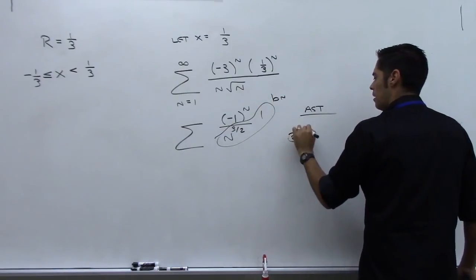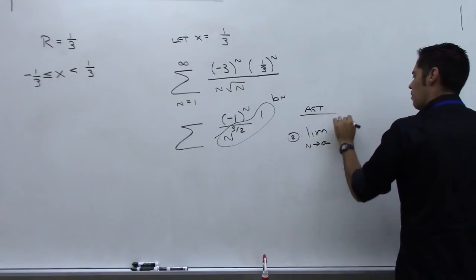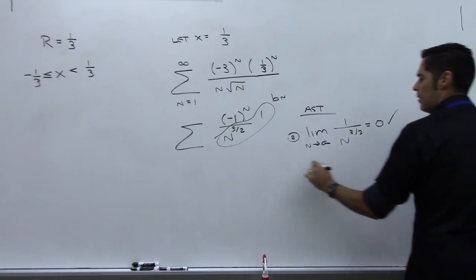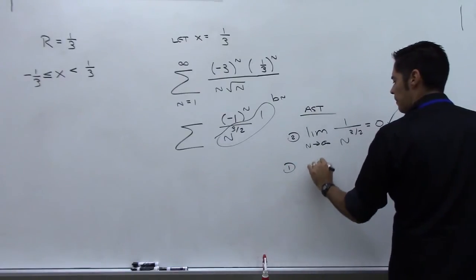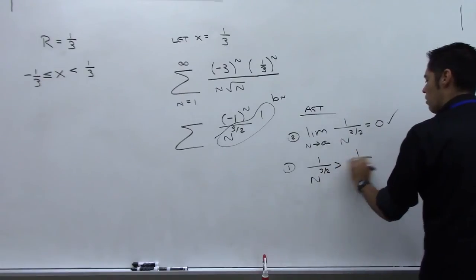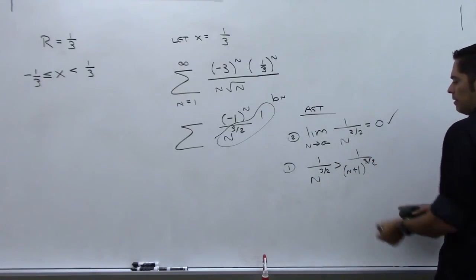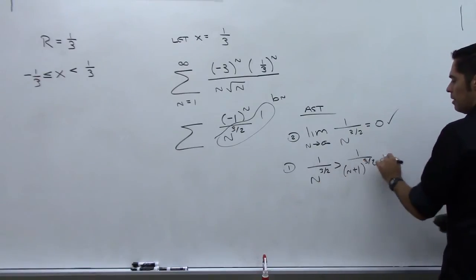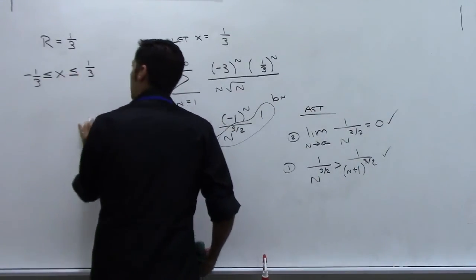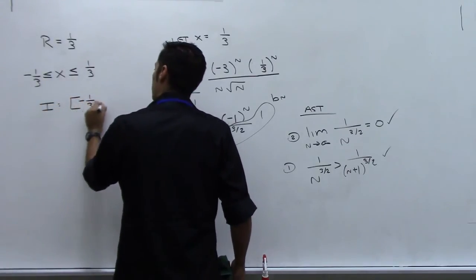Okay, and you can check that the limit as n goes to infinity, 1 over n to the 3/2 does go to 0. And then the decreasing thing, I need 1 over n to the 3/2 to be greater than 1 over n plus 1 to the 3/2. And again, checking that this is bigger than this, so this checks. So it'll converge. So I have to include both endpoints. So the interval of convergence is the closed interval negative 1/3, 1/3.